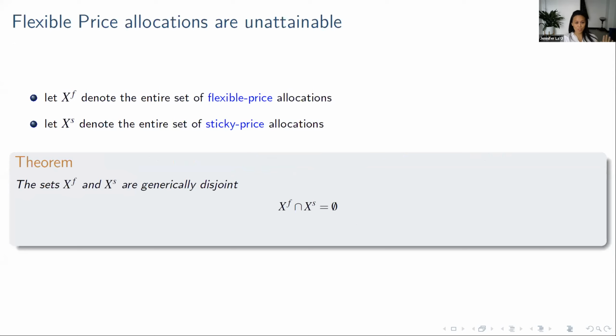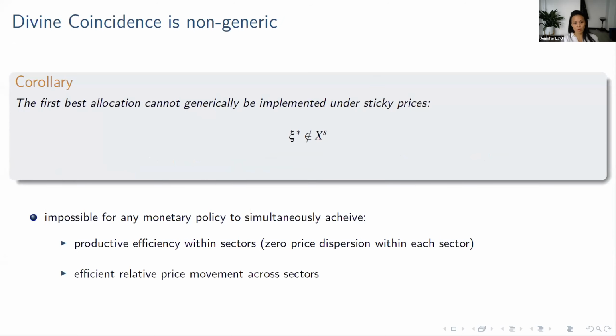Okay, so our first main result is that these sets are generically disjoint. If you look at all of the allocations that could potentially be a flexible price allocation and those that could potentially be a sticky price allocation, you get that they are disjoint, and that simply means you cannot implement flexible price allocations under sticky prices, which furthermore implies that you cannot get the first best.